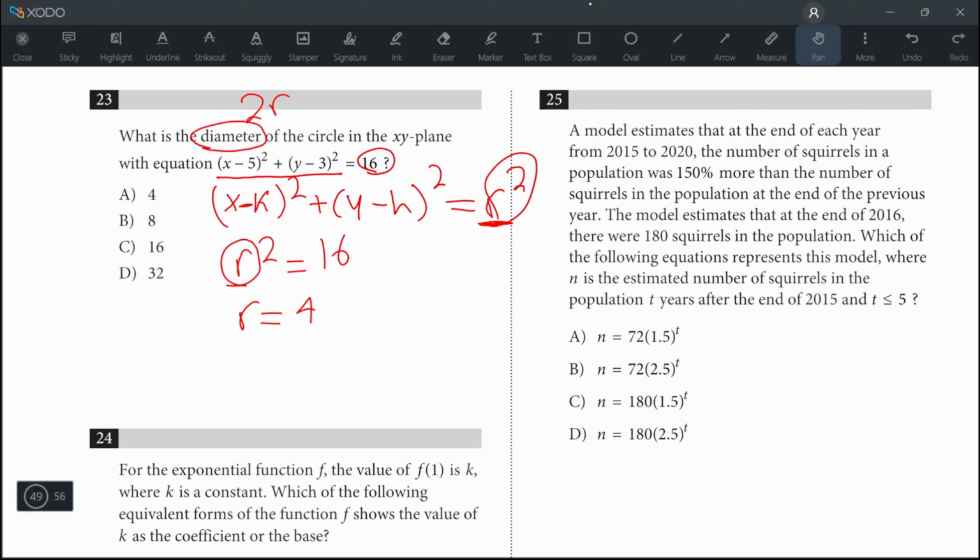Now what about the diameter? The diameter is equal to twice the radius. So we'll multiply 2 by 4. The answer will be equal to 8. So the diameter of this circle is equal to 8. So answer B is the correct answer.